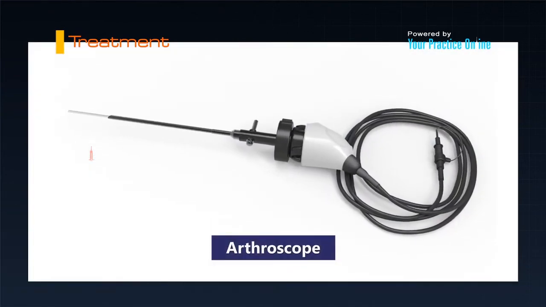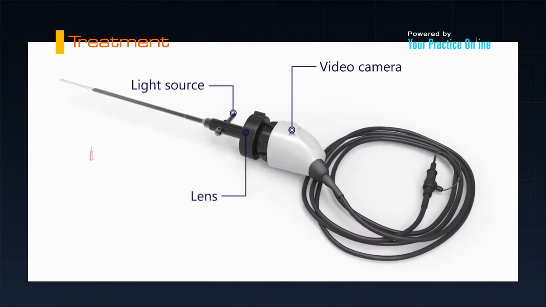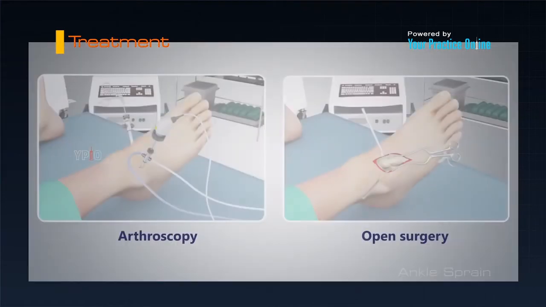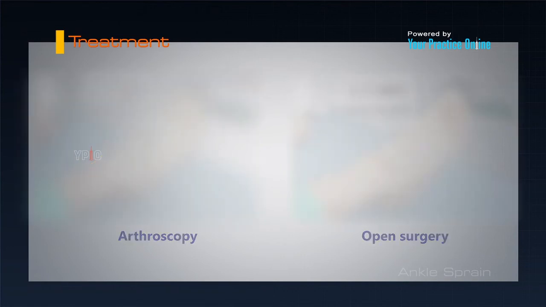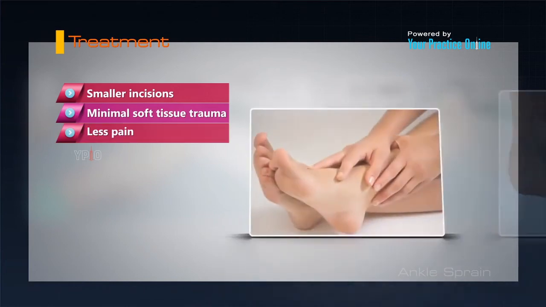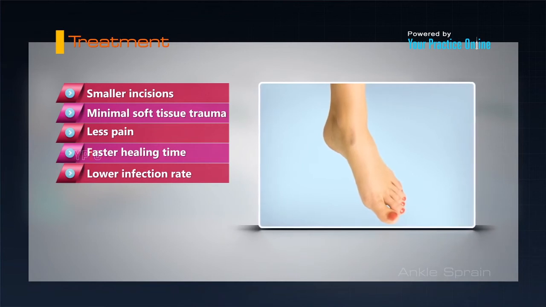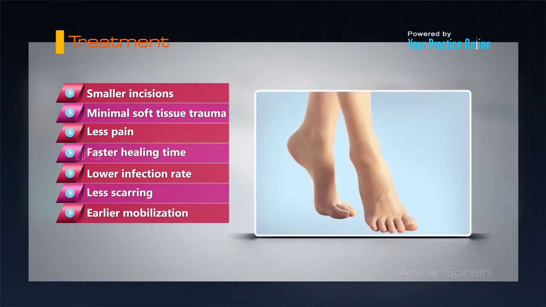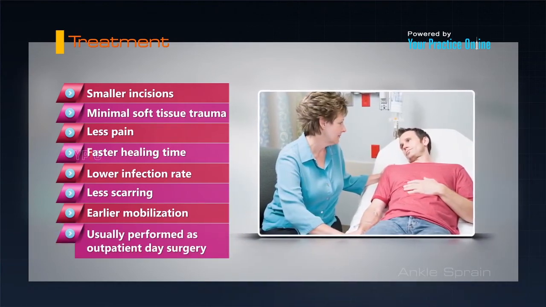Arthroscopy is a surgical procedure in which an arthroscope, a small, soft, flexible tube with a light and video camera at the end, is inserted into a joint to evaluate and treat a variety of conditions. The benefits of arthroscopy compared to the alternative open ankle surgery include smaller incisions, minimal soft tissue trauma, less pain, faster healing time, lower infection rate, less scarring, earlier mobilization, usually performed as outpatient day surgery.